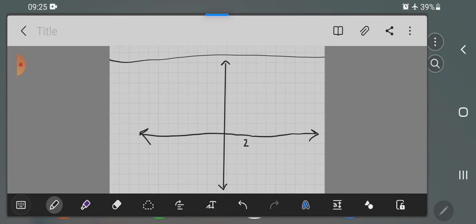Let's make it 2, 4, 6, and 8. And here also 2, 4, and 6. Starting with the 6 here and 8 there, okay? Here is our line.